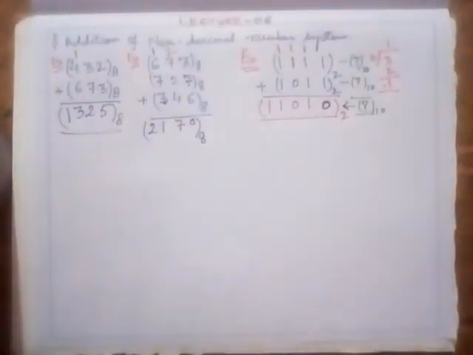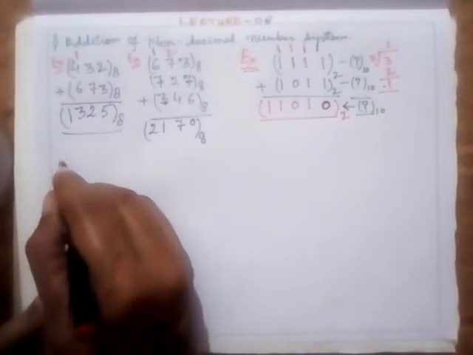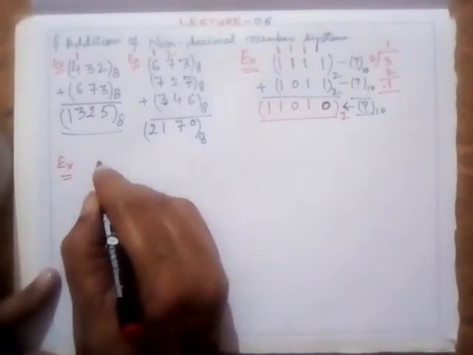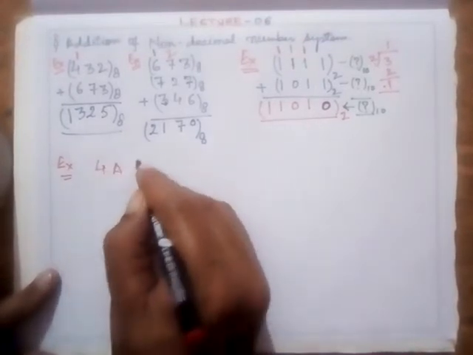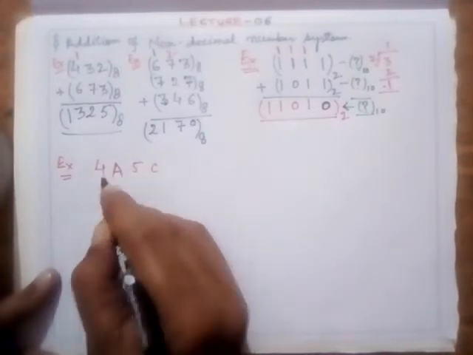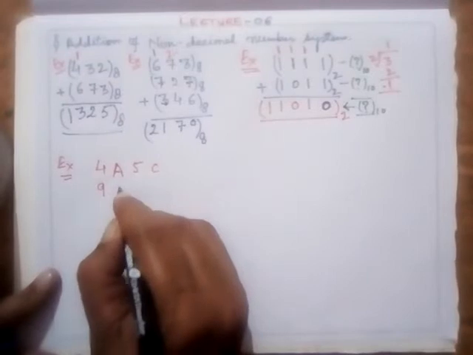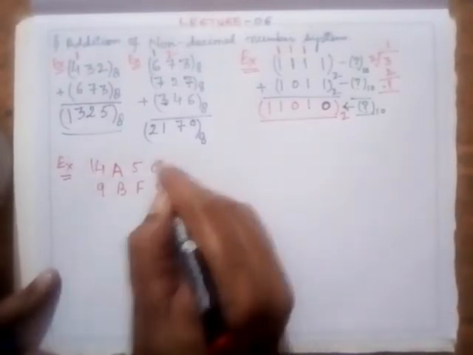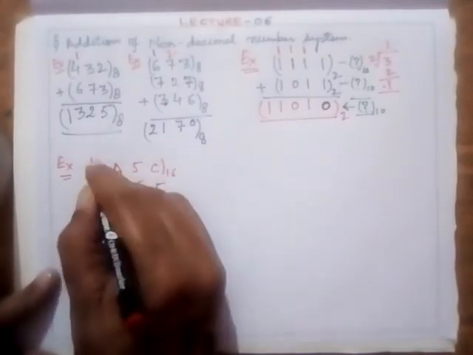Let's take an example of some hexadecimal number also. Let's take another example: add two hexadecimal numbers. Suppose I ask you to add 4A5C. This is a hexadecimal, base 16, and I say add this with 9BF5. These are the two numbers in hexadecimal, means base 16.